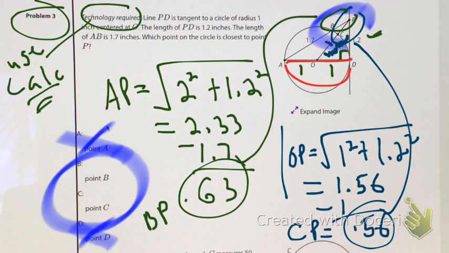And then the original question said, which one's closest? Well, the shortest distance is obviously going to be the closest. So really, point C is closer than point B. And that wraps it up for this one. That's lesson 3. See ya.